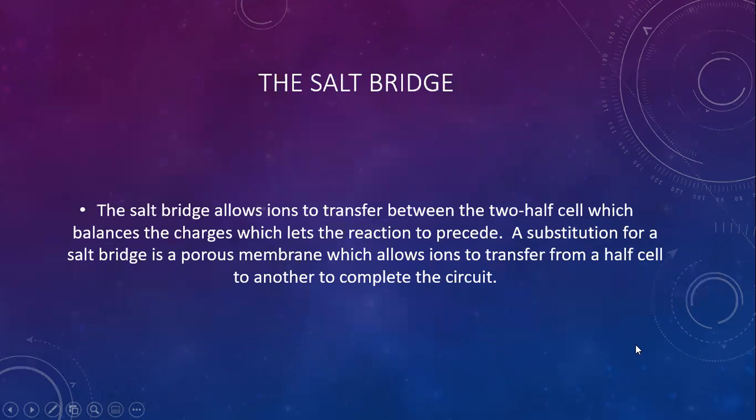The salt bridge allows ions to be transferred between the two half cells, balances the charges and lets the reaction proceed. A substitution for a salt bridge is a permeable membrane, which allows ions to transfer from one half cell to another to complete the circuit. And I'll go into more detail in a later slide.